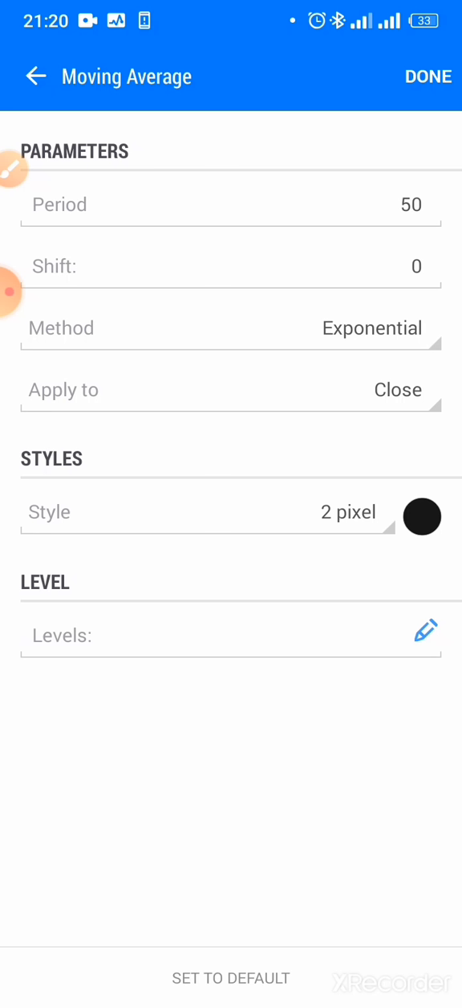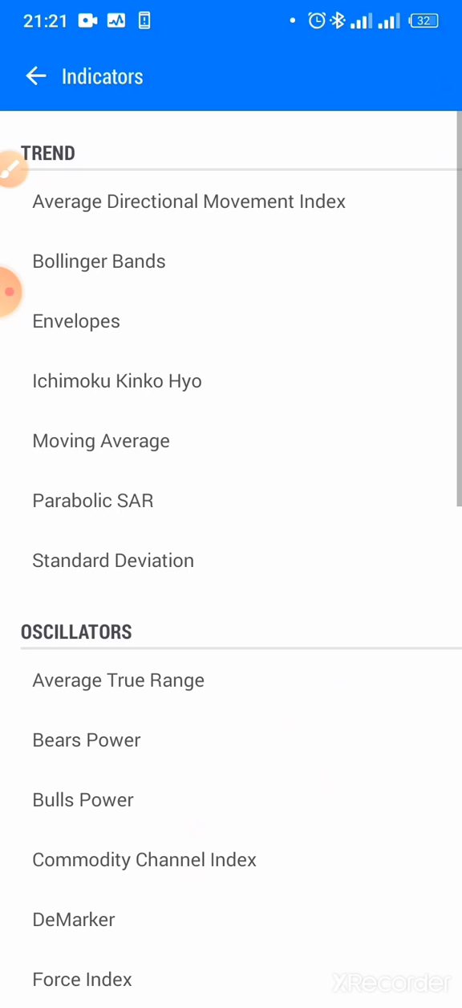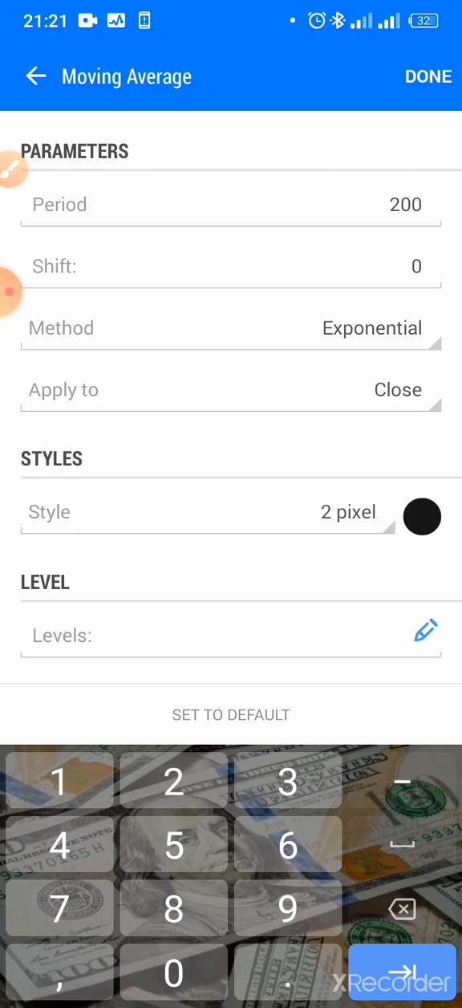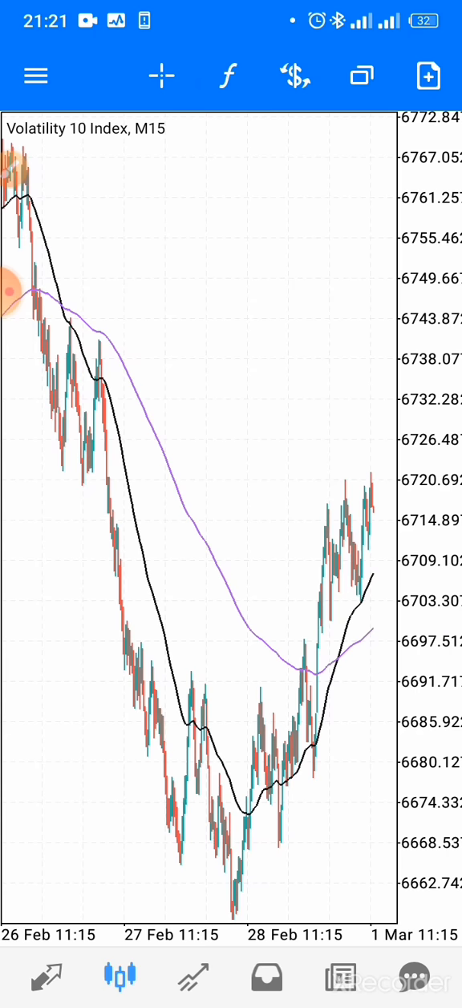The first moving average is moving average period 50, shift 0, method exponential, apply to close, style 2 pixel black, or you can choose any color that you like. You can just screenshot it to make this fast. Then you click Done. For the second moving average, add moving average, period 200, shift 0, exponential, apply to close, color, I'm choosing purple. Any color of your choice will do.